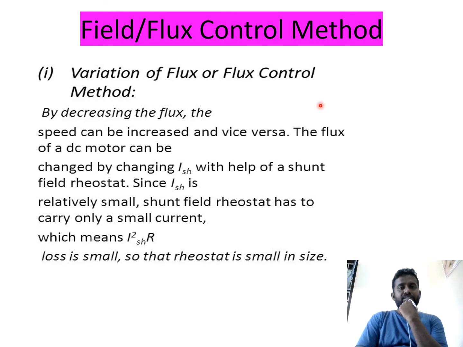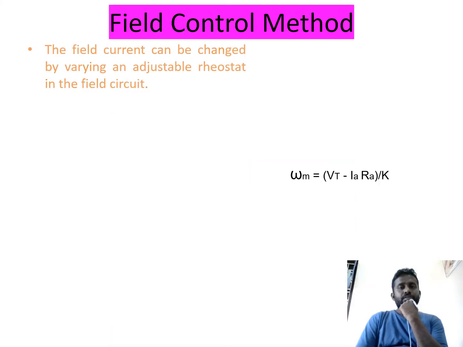Now, field flux control method, variation of flux or flux control method. By decreasing the flux, as I told you, the speed can be increased and vice versa, because speed and flux are inversely related. The flux of a DC motor can be changed by changing shunt resistance with the help of a shunt field rheostat or field winding resistance. Since I_SH is relatively small, the shunt field rheostat has to carry a small current, which means I squared R loss is small, so that the rheostat is small in size. That is field control method.